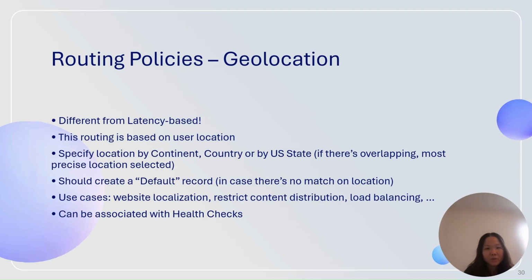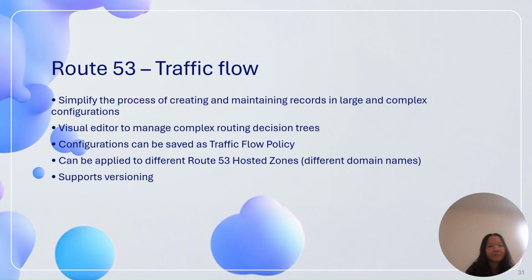Now we're going to go to geolocation, which is different from latency-based. This routing is based on user location, specified by continent, country, or by US state. If there is overlap, the most precise location is selected. You should create a default record in case there is no match on location. Use cases: website localization, restricting content distribution, load balancing. It can be associated with health checks.